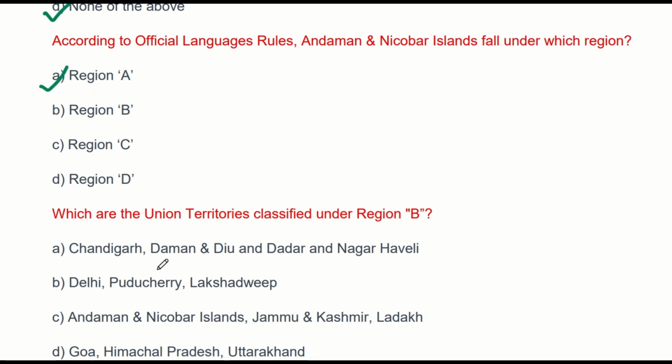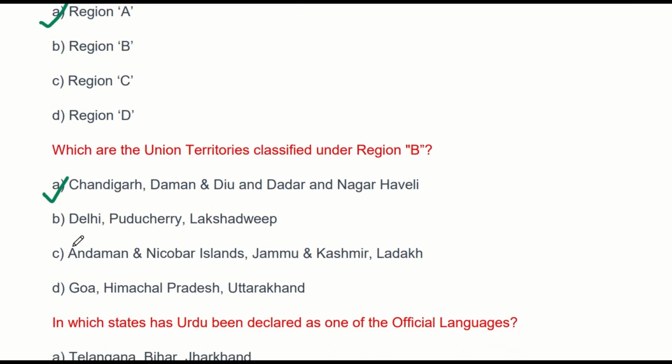Region A. Which are the union territories classified under region B? A. Chandigarh, Daman and Diu and Dadar and Nagar Haveli. B. Delhi, Puducherry, Lakshadweep. C. Andaman and Nicobar Islands, Jammu and Kashmir, Ladakh. D. Goa, Himachal Pradesh, Uttarakhand. And right option is option A. Chandigarh, Daman and Diu and Dadar and Nagar Haveli.